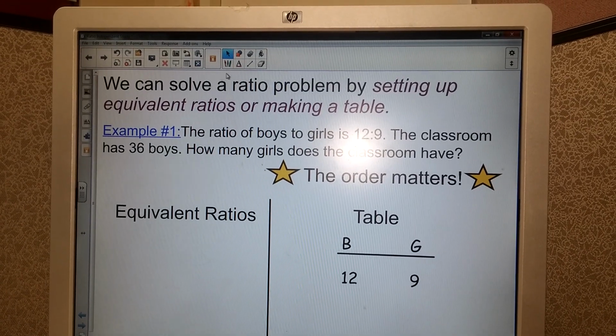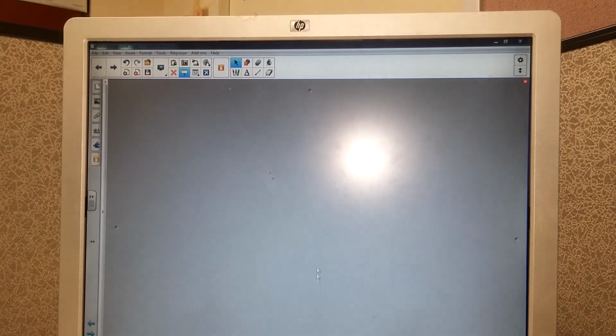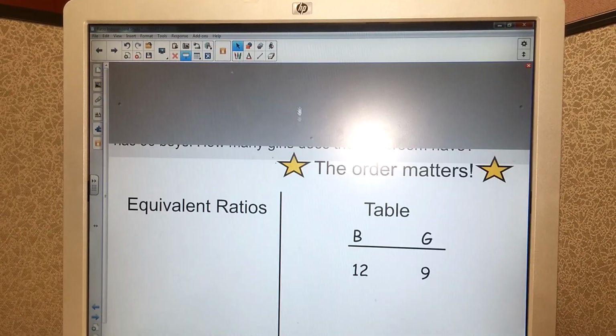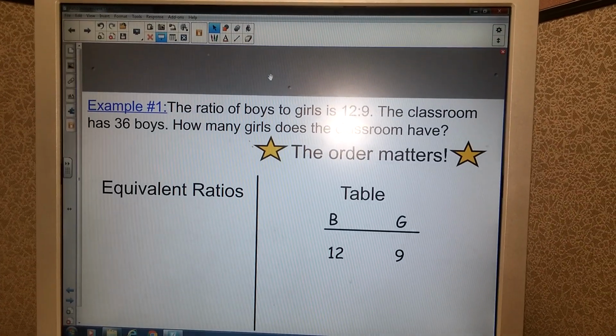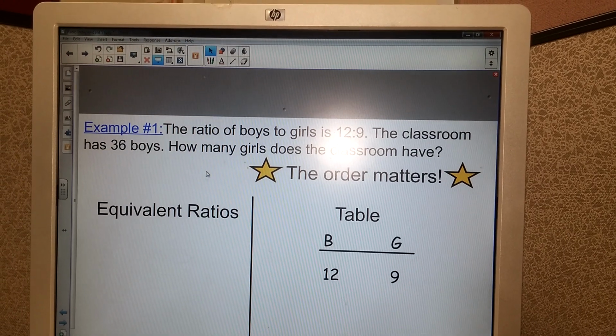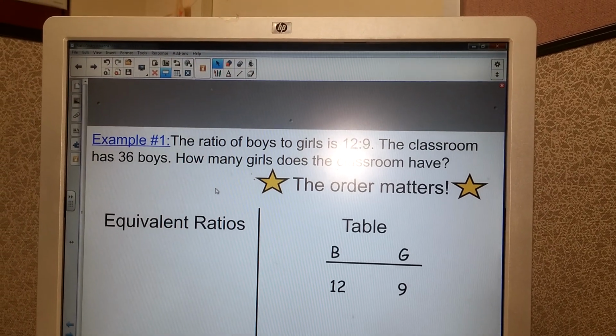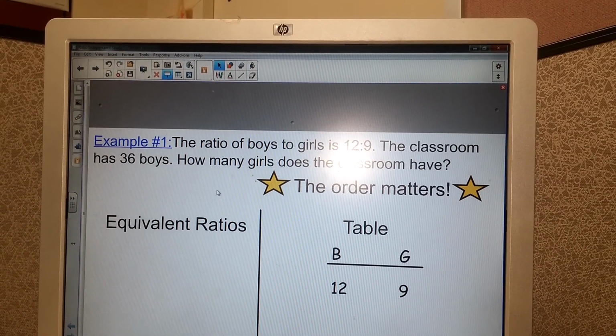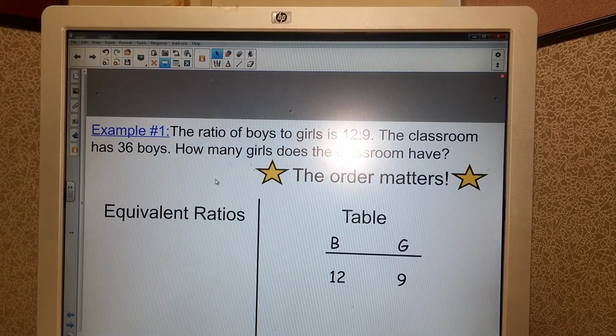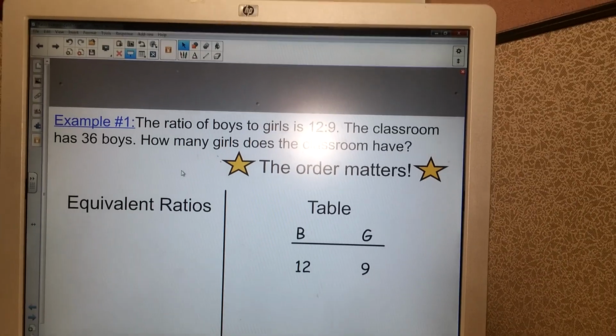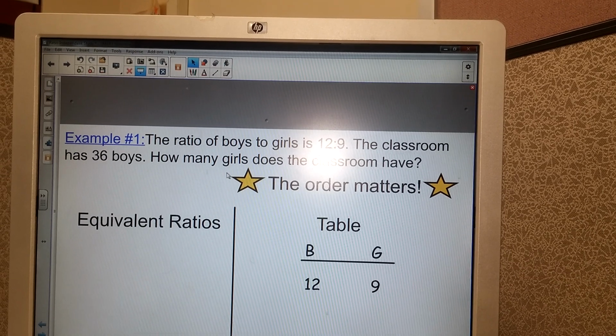Why is this important? Well, when we problem solve with ratios, equivalent fractions are a very convenient way to help us out. This example needs to go in your notes, not necessarily the words, but definitely the numbers. It says the ratio of boys to girls is 12:9. The classroom has 36 boys. How many girls does the classroom have?